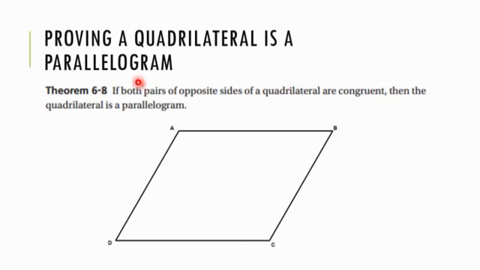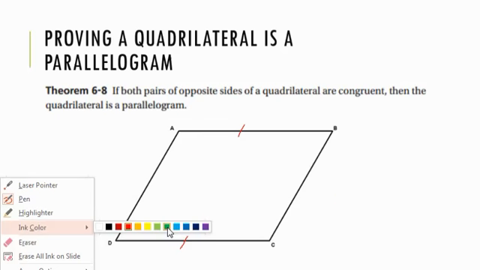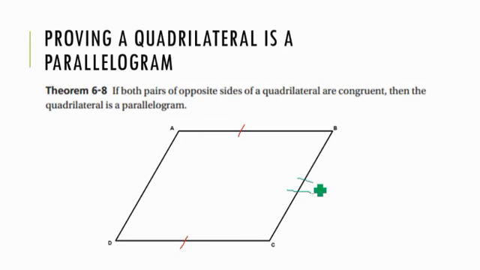First, you have the theorem that if both pairs of opposite sides of a quadrilateral are congruent, then the quadrilateral is a parallelogram. So if AB is congruent to DC, and BC is congruent to AD, then I can say that the quadrilateral ABCD is a parallelogram.